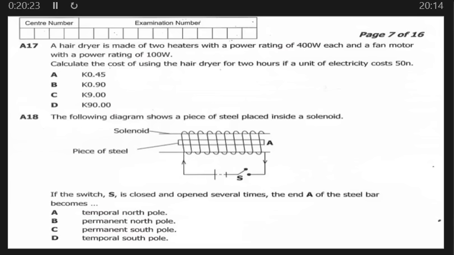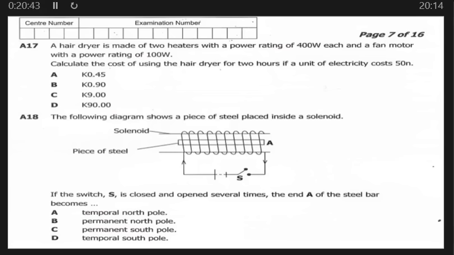Calculate the cost of using the hair dryer for 2 hours if a unit of electricity costs 50 ngwe. So now, for you to be able to answer this question, you must understand how electrical energy is calculated, or how the cost of using electricity is calculated.